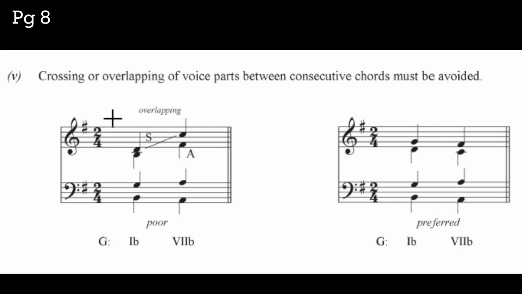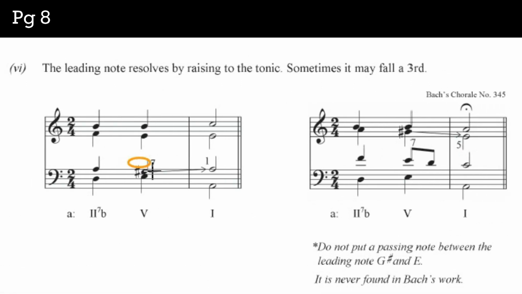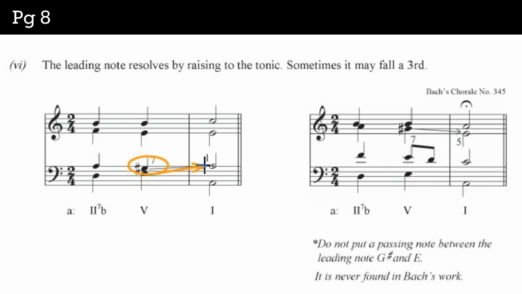Overlapping of parts needs to be avoided. In this situation, the alto voice has overlapped the soprano voice. We would often attempt to voice the notes in such a way that there's minimal movement among the parts. In this situation, when writing chords 3, 5, and 7, we would encounter the leading note. It is necessary to resolve it to the tonic or for it to fall a third.